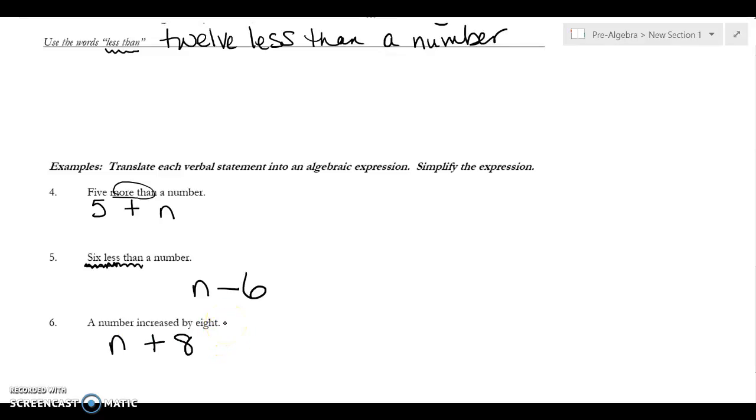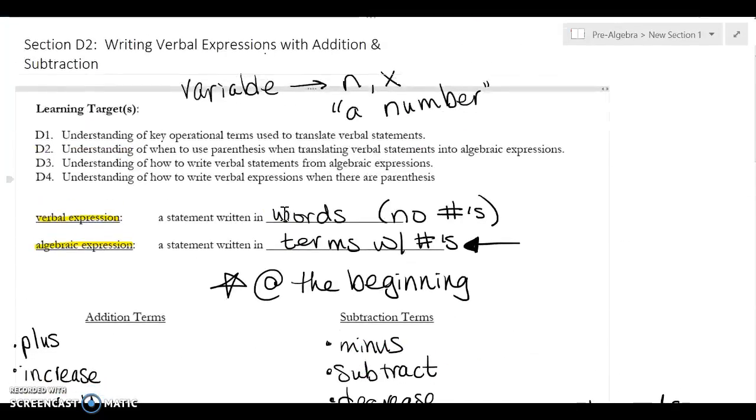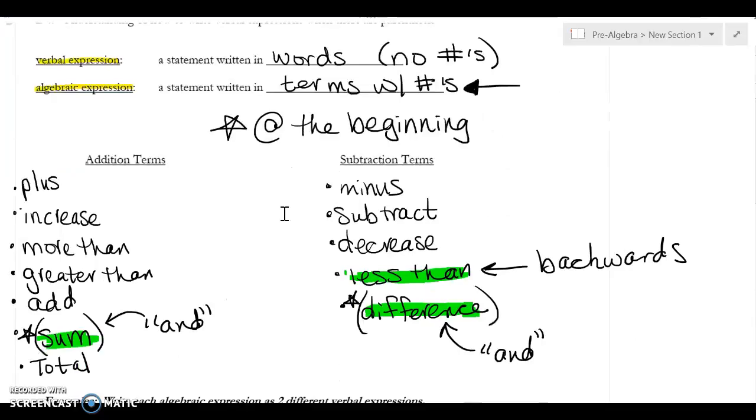So the key thing for this lesson is to make sure that you learn your vocabulary. These words are very important. Sum goes at the beginning and you have the word and. Difference goes at the beginning and you have the word and. And less than is my only word that goes backwards.